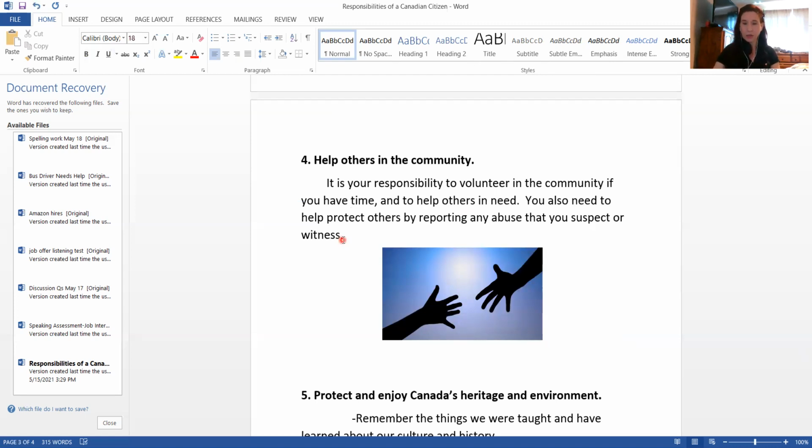Also in Canada, we consider it very important to protect all of our citizens by reporting any abuse that we might see or even suspect. So in some countries, it is considered a family issue if there is abuse taking place. However, here, none of that is tolerated, and the police are going to deal with all of those situations. So if you see it or you believe it's happening, you need to call the police.